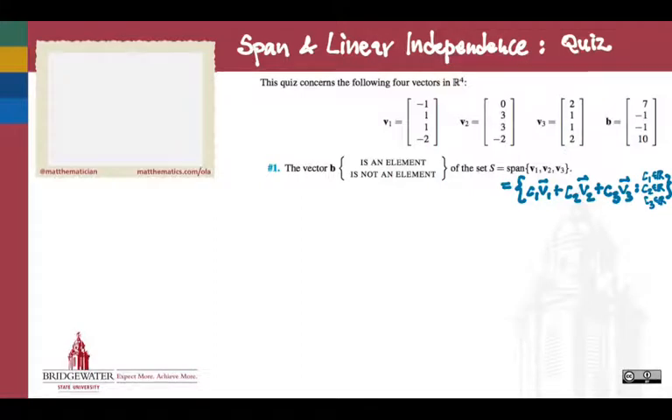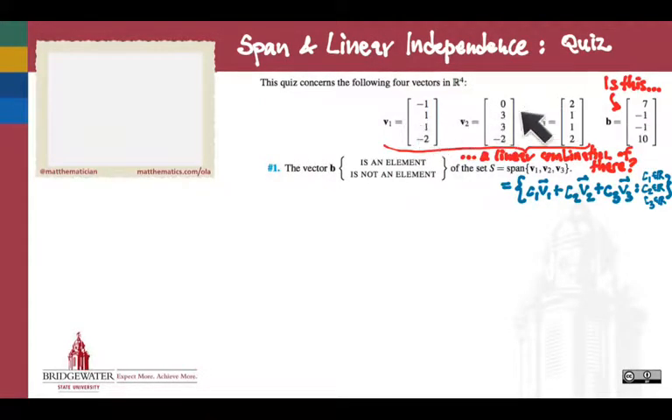And the first question is, does the vector b belong to the span of v1, v2, and v3? Is b an element of that span? Remember that by definition, the span of a set of vectors consists of all possible linear combinations of those vectors, where the weights are chosen from among all possible real numbers. So really, the question of whether b is an element of this set is the question, is b a linear combination of v1, v2, and v3? Is this vector a linear combination of those three vectors?